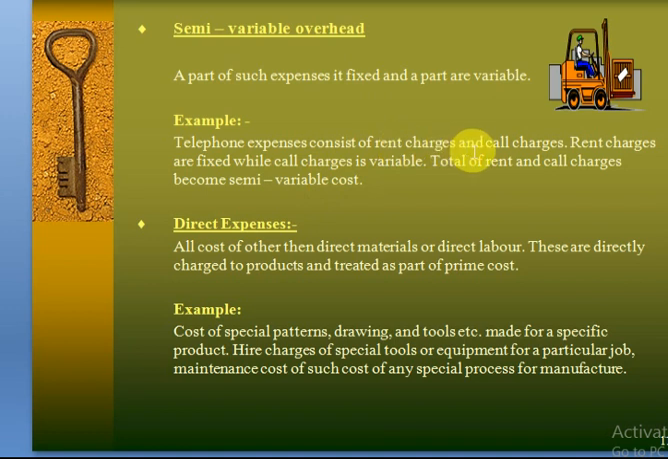Next one is semi-variable cost. This is also called semi-fixed cost. A part of this type of overhead cost is fixed in nature, and a part of it is variable. So this type of overhead cost is called semi-variable overhead. For example, telephone expenses consist of the line charges, and those are fixed per month.